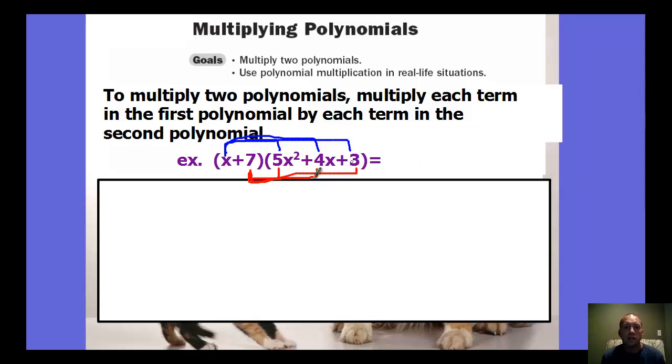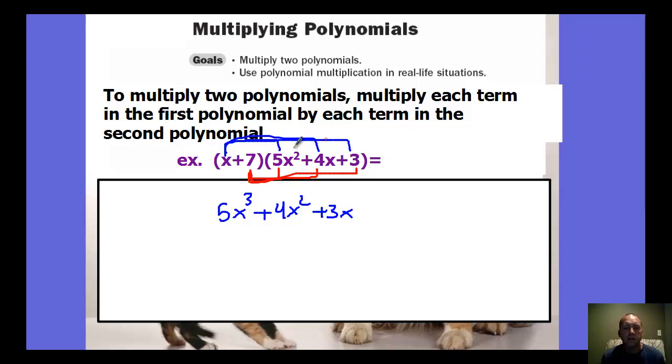So if we do that, we'd have x times 5x is 5x cubed. X times x squared is x cubed. We do x times 4x, we get plus 4x squared. And we have x times 3 is 3x. So you can see the importance of the exponent rules when you multiply.